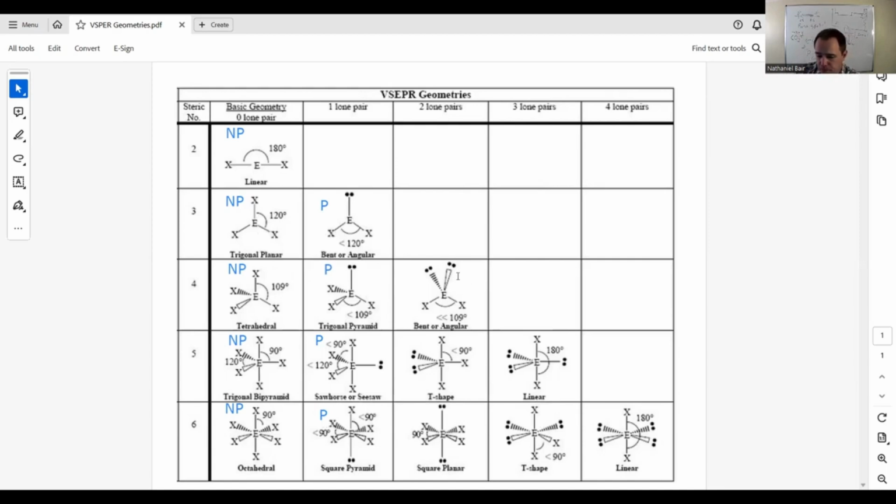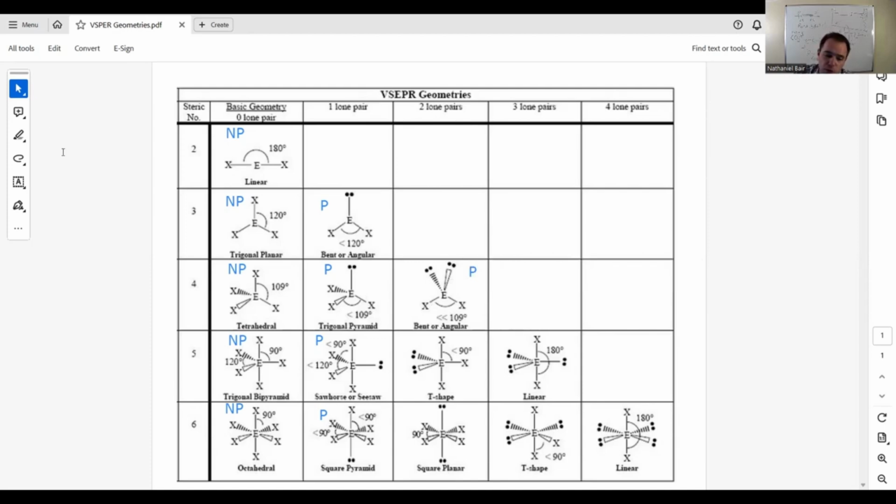Now, if we look here, this is a very important geometry in terms of molecular polarity. This is domain 4, 2 lone pairs. This molecule is really distorted. These X groups are not going to cancel each other out. That is a very important polar geometry.